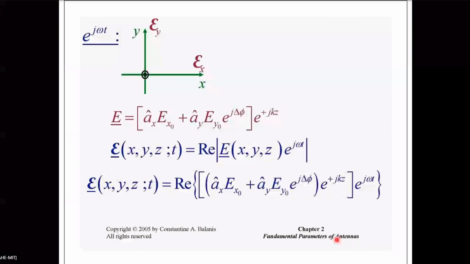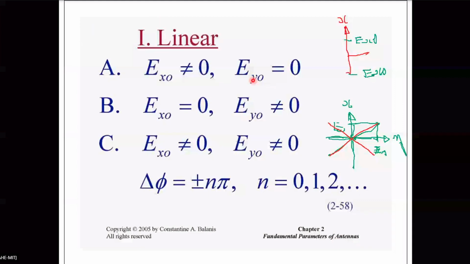Here we are considering a wave traveling in the positive z direction, having only x and y components of electric field. So at some fixed z, we are just tracing the electric field at different instants of time. Okay, have you understood this and the previous slide?